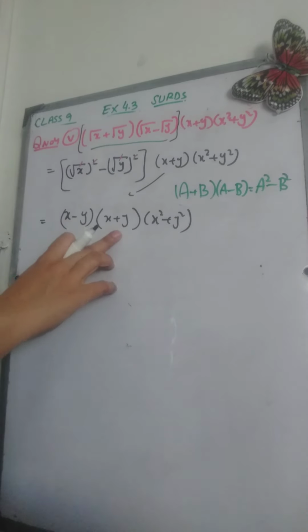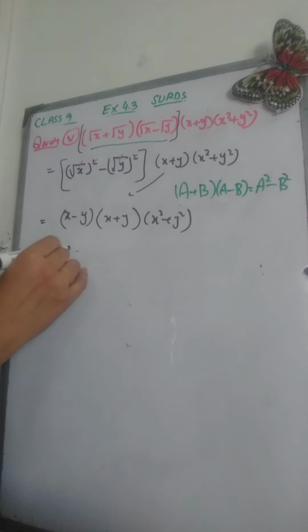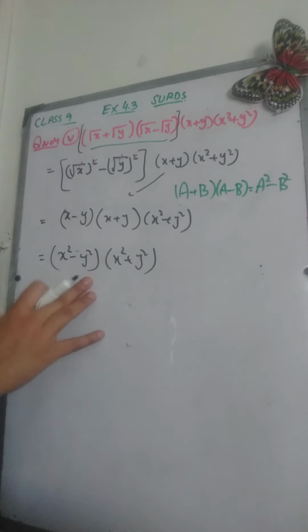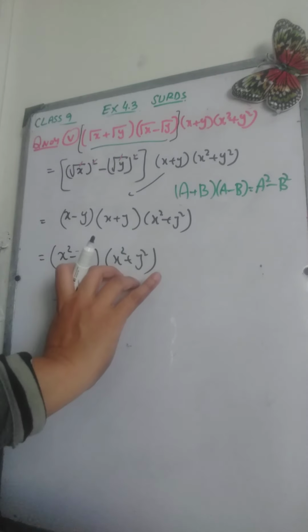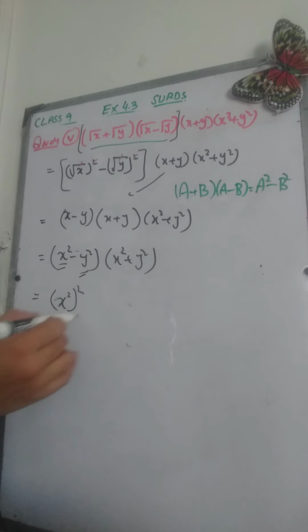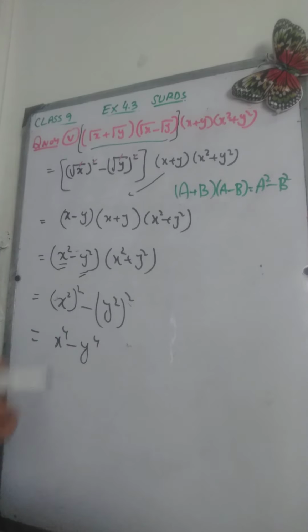Now x minus y into x plus y, again by using the same formula, will be x square minus y square, into x square plus y square. Again we are going to use the same formula because again we have the difference of two numbers and the sum of two numbers. In place of a we have x square, in place of b we have y square. So we are going to have a whole square minus b whole square. So the answer will be x raised to power 4 minus y raised to power 4. This is how we find the product of surds, and this completes the exercise.